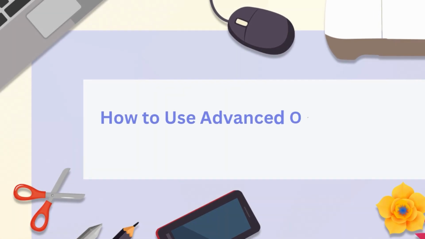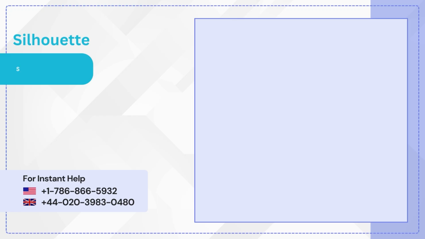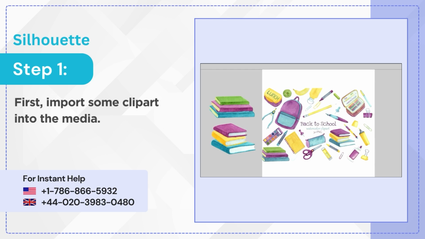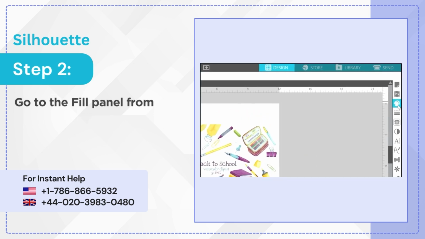How to use advanced options in Silhouette Studio Fill Panel. Step 1. First import some clipart into the media. Step 2. Go to the Fill panel from the right toolbar.